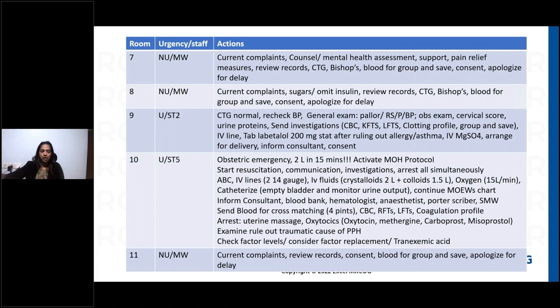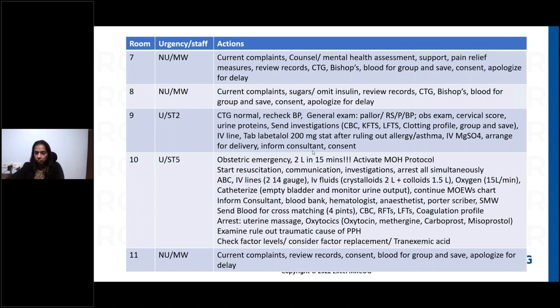Then the next room was the PET. When the BP is given as 180/100 and no other factor is given, nothing else is given, do not assume it is preeclampsia. It can be chronic hypertension. It can be preeclampsia. It can be gestational hypertension. It can be anything.